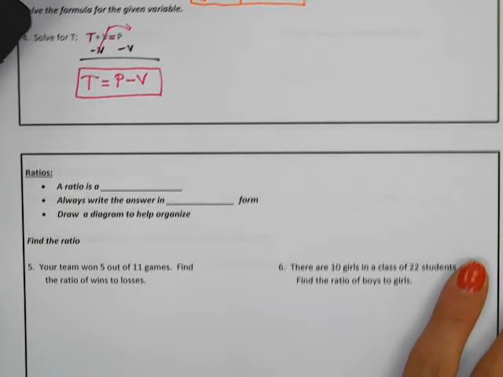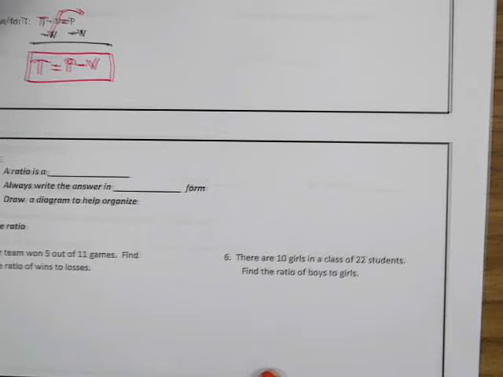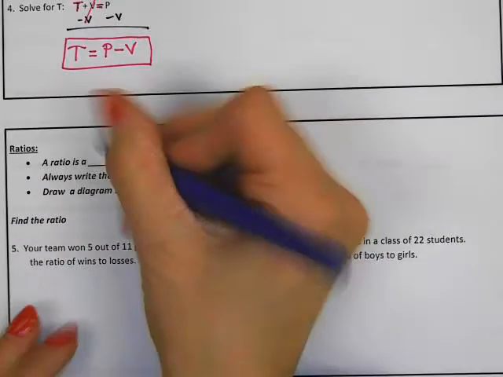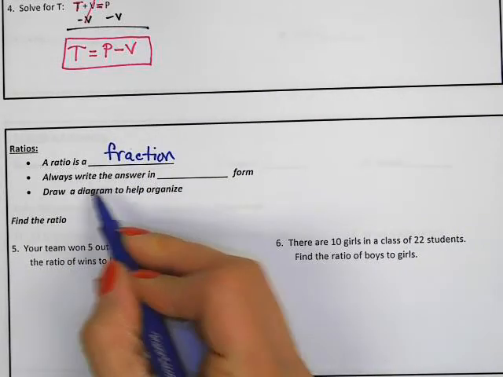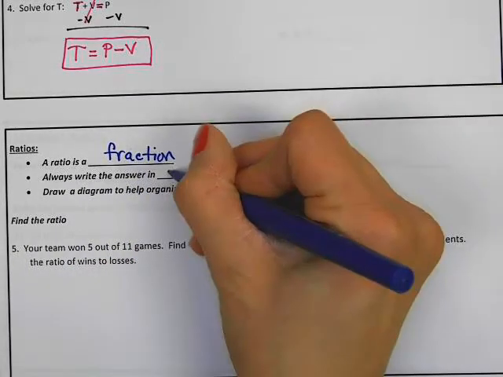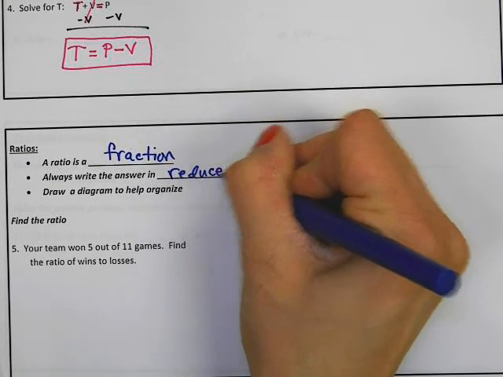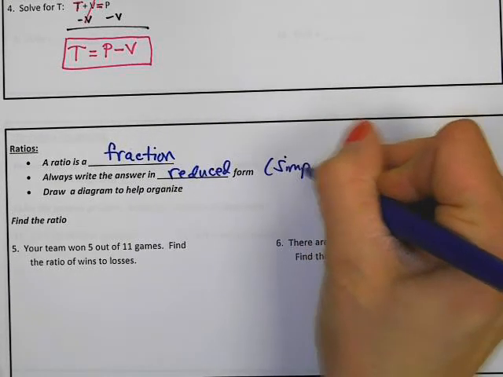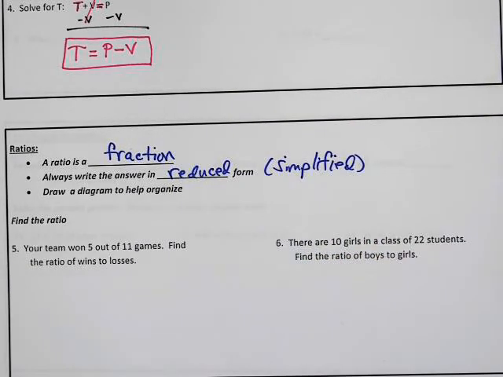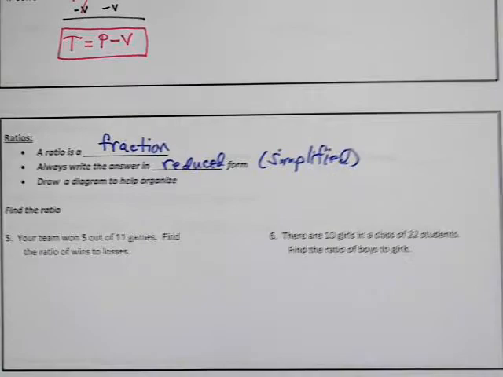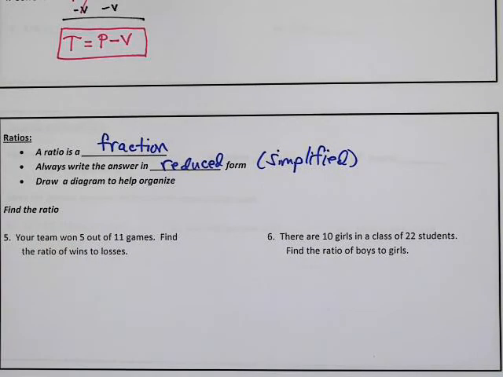Another thing that we studied were ratios. A ratio is just a fancy way of saying a fraction. Okay, so a ratio is a fraction. We always write the answer, the fraction, in reduced form. Reduced form. And reduced means simplified. And we have calculators that we've been doing this with a lot lately, simplifying our slopes. We're going to draw a diagram to help organize the information. Okay, so here's an example.